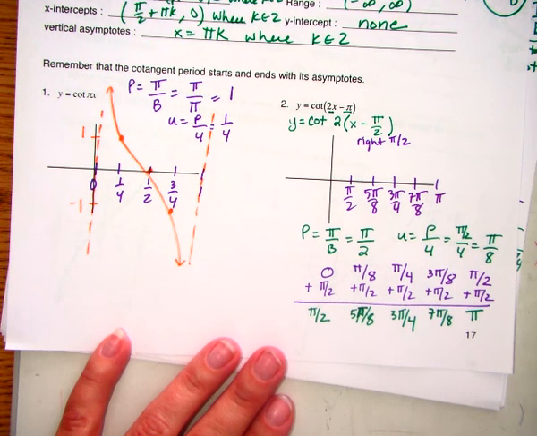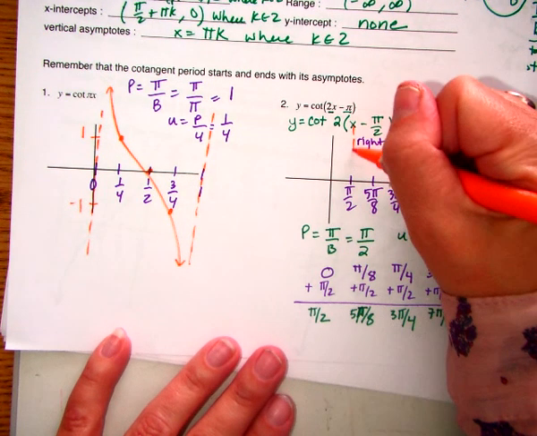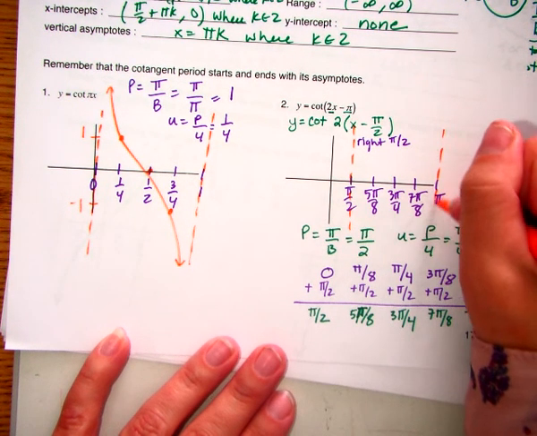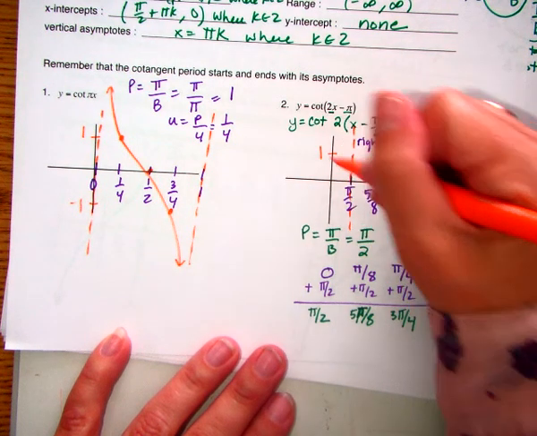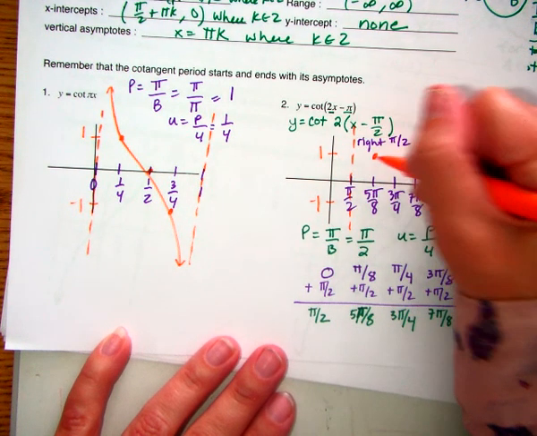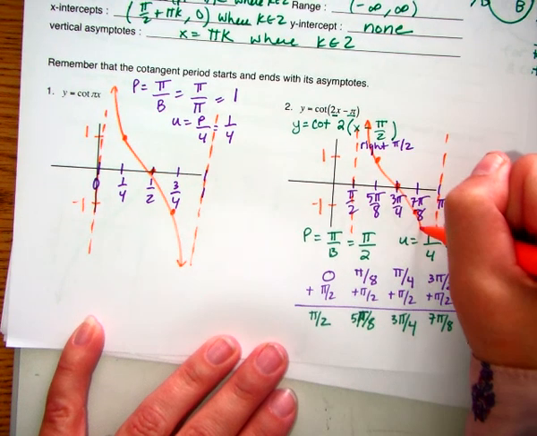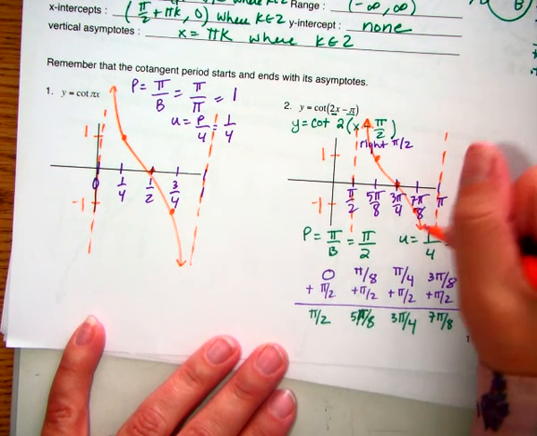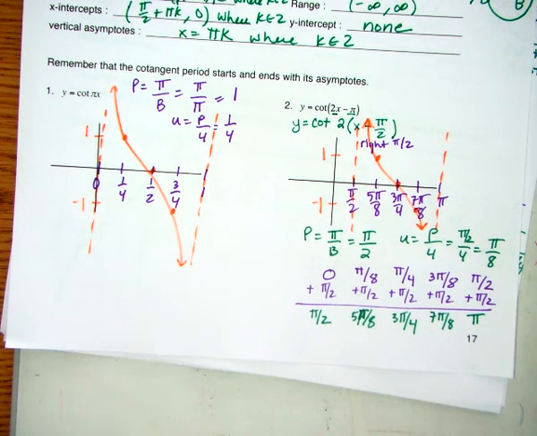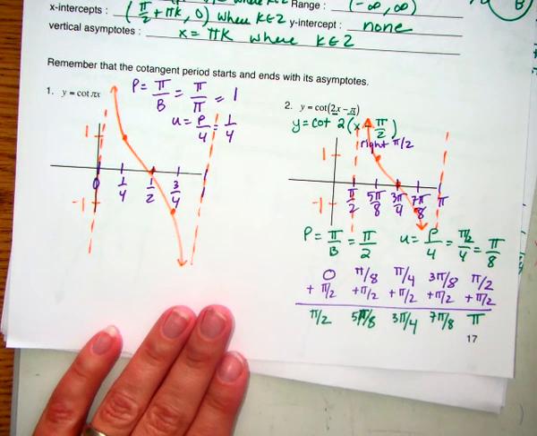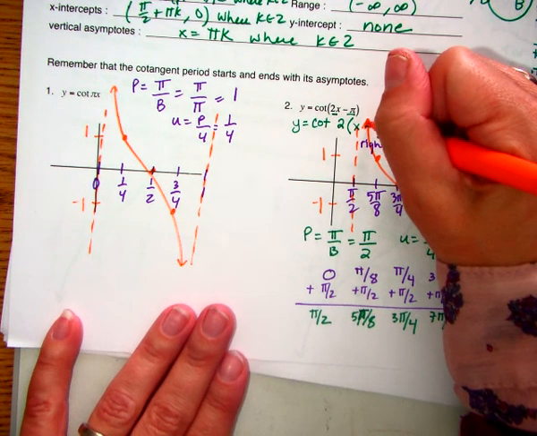And cotangent starts and ends with an asymptote. First tick mark's an asymptote, last tick mark's an asymptote. Goes up at 1, down at -1. Start up, middle, down, because it's cotangent. Tangent goes the other way. And you're done. And that recorded the whole time. Ta-da!